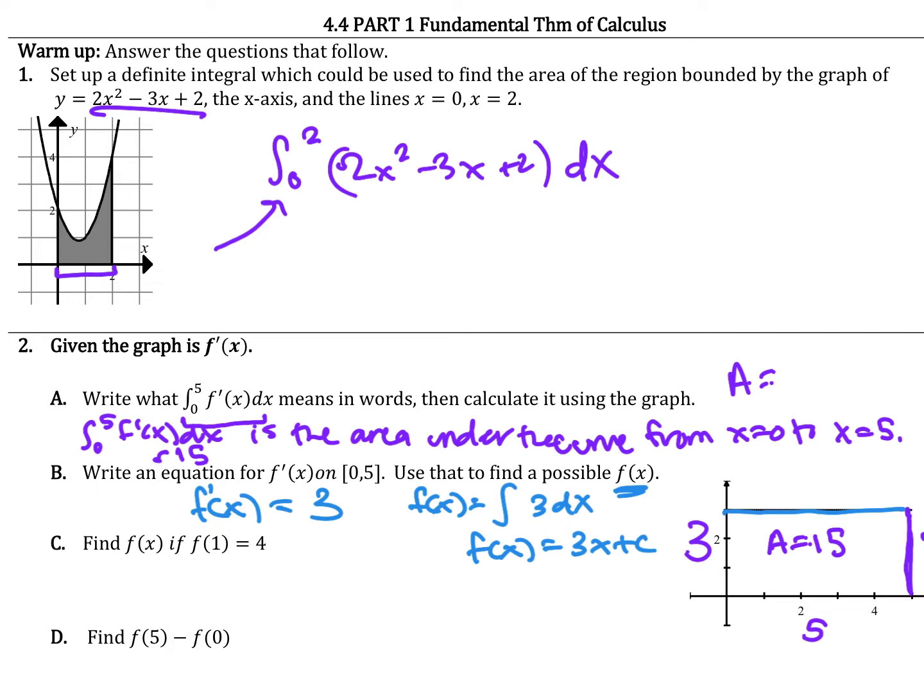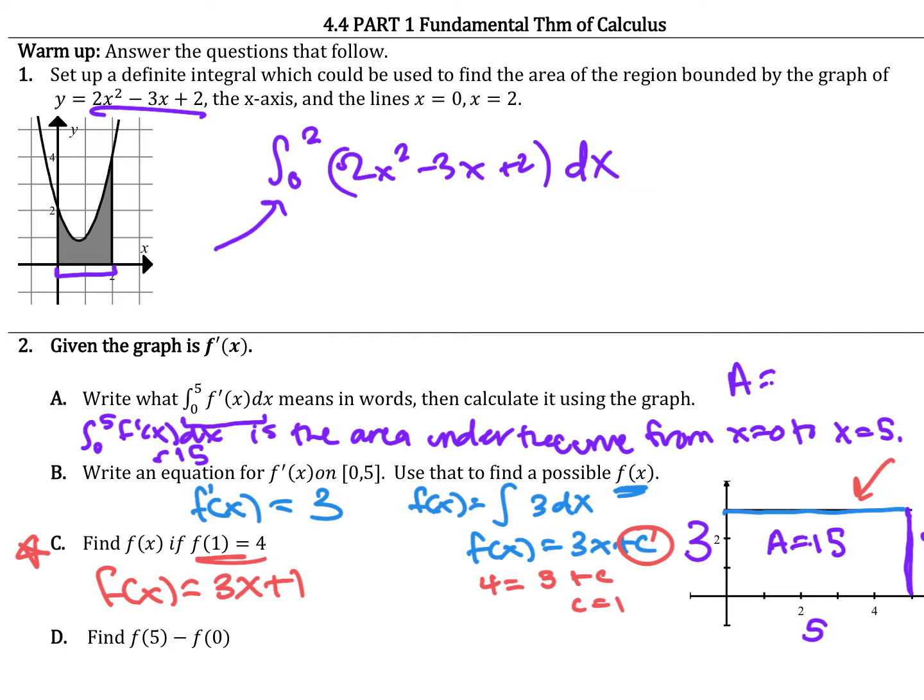For question C, we are being told, well, what happens if we know enough to figure out what c is? We could say that when x is 1, f of x is 4. So 4 equals 3 times 1 plus c. So c is going to equal 1. So we could say that f of x is exactly the function 3x plus 1. So this graph is the derivative of the function that we just found here in part C. The area under the graph of the derivative, formed with the x-axis from 0 to 5, was 15.